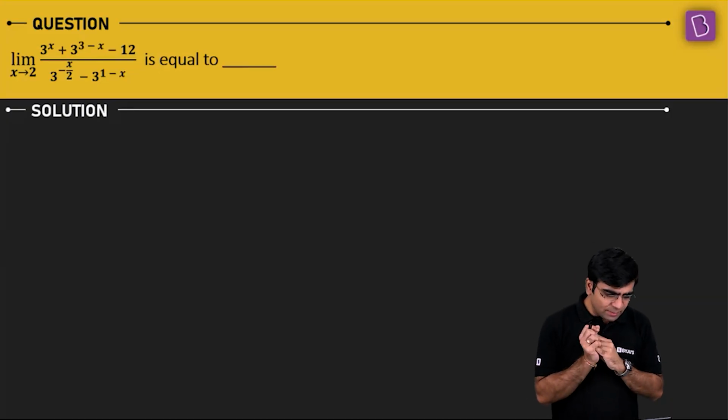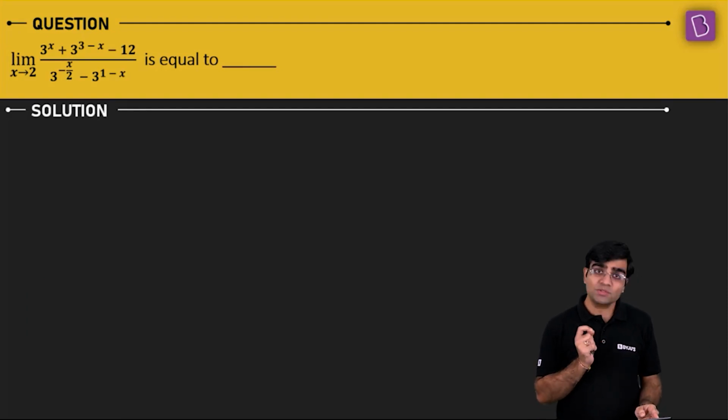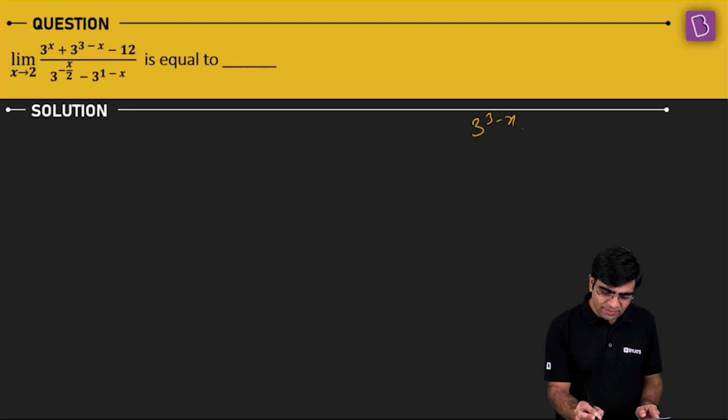So let's quickly read this limit question. Seems a pretty simple one. We have limit x tending to 2, 3 raised to x plus 3 raised to 3 minus x. Okay, so that is 3 raised to 3 by 3 raised to x. See, if you write 3 raised to 3 minus x, that is nothing but what? 3 cube by 3 raised to x, or 27 by 3 raised to x.